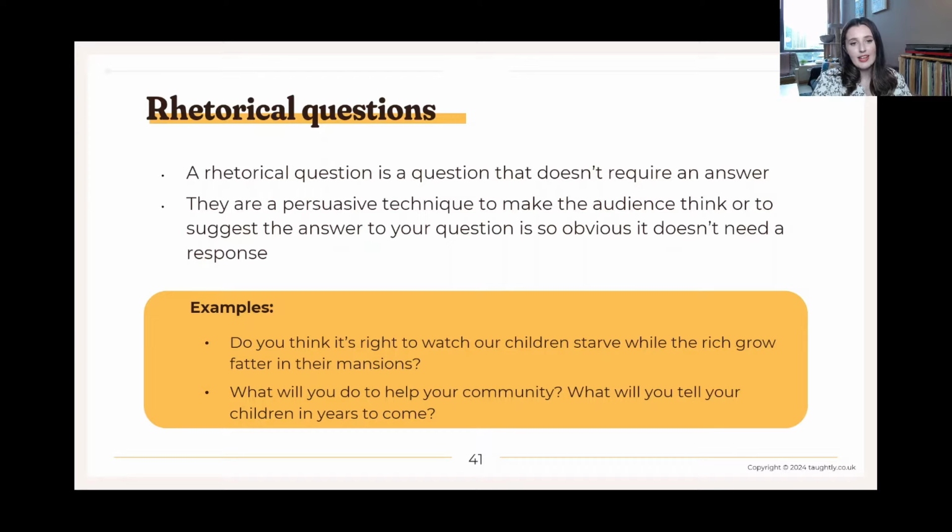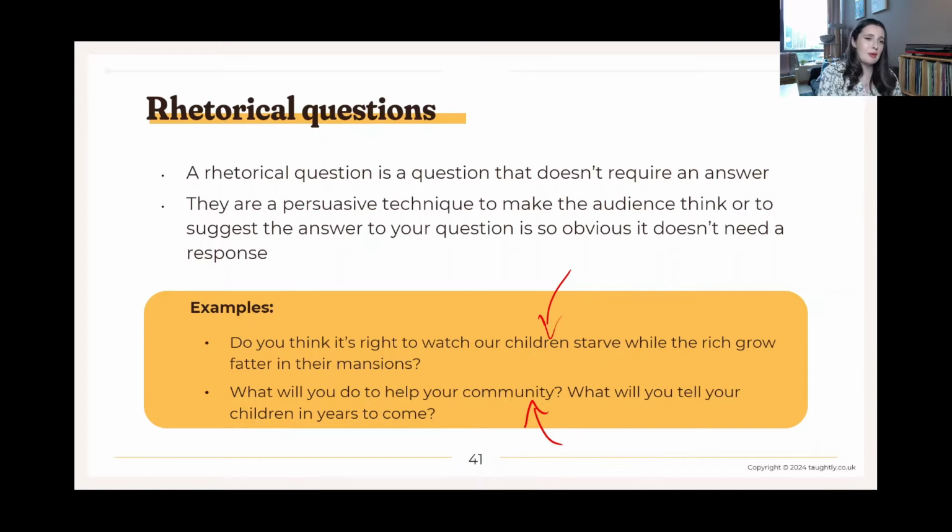Some examples here. Do you think it's right to watch our children starve while the rich grow fatter in their mansions? What will you do to help your community? What will you tell your children in years to come? So these rhetorical questions here, suggesting clearly the answer is no, it's not okay to watch children starve while other people grow rich. And also the second one, to make the reader think, genuinely, what will you tell your children about what you did to help in this situation?